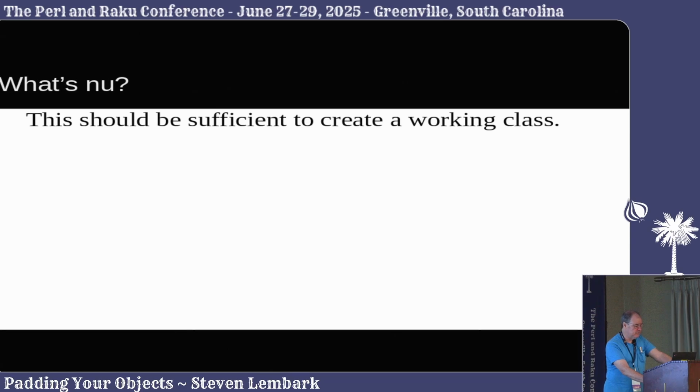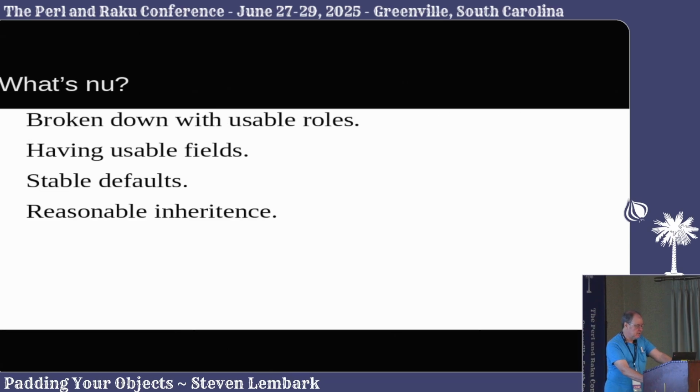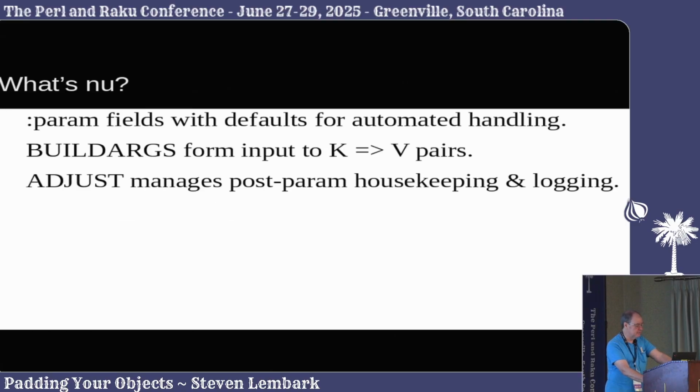And this is actually sufficient to create a working class. If you break out usable roles from your existing package, you have sane fields out of them, you get stable defaults for your values. If you have a reasonable inheritance, that's the best you can do. The param fields with defaults automate just about everything. You use build args. I would suggest just doing the KV pairs and stopping there. You can do a lot more. But every time you make build args any more complicated than it has to be, you'd be better off doing that same work in the adjust.